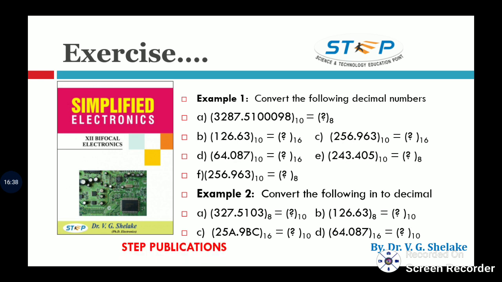One more thing: there will be a question in the examination. Explain the double dabble method with a suitable example. So you have to write the steps for how to convert the decimal number into its equivalent hexadecimal number with a suitable example.